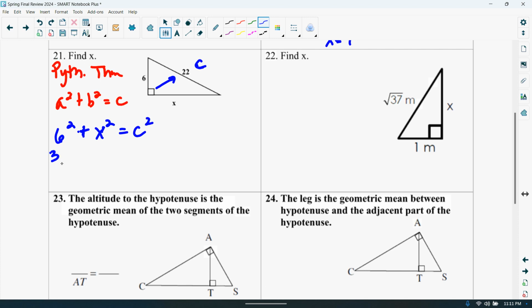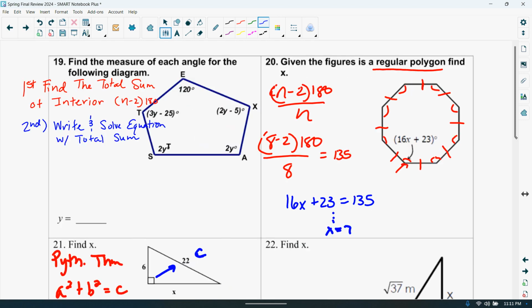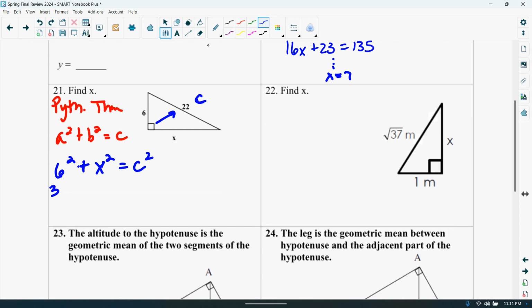Equals 22 squared. 36 plus our x squared. What is 22 squared? It's 484, yeah.